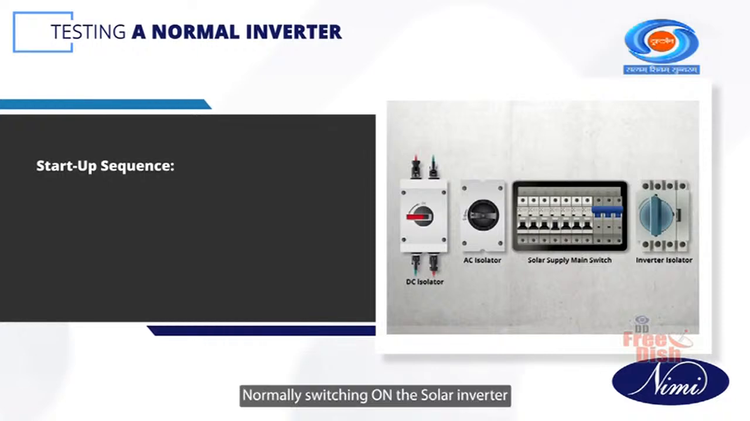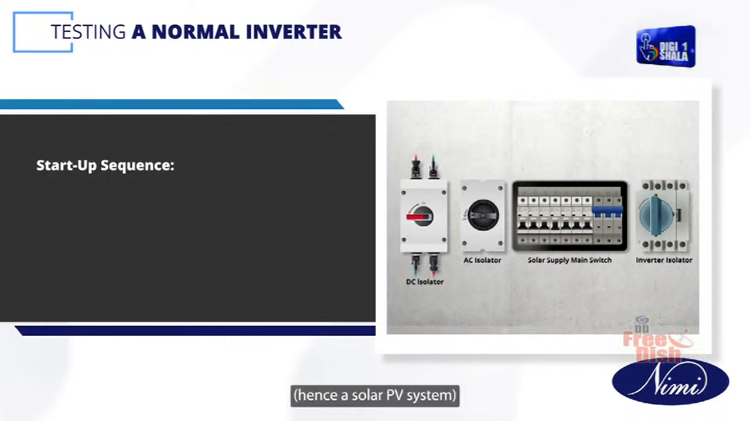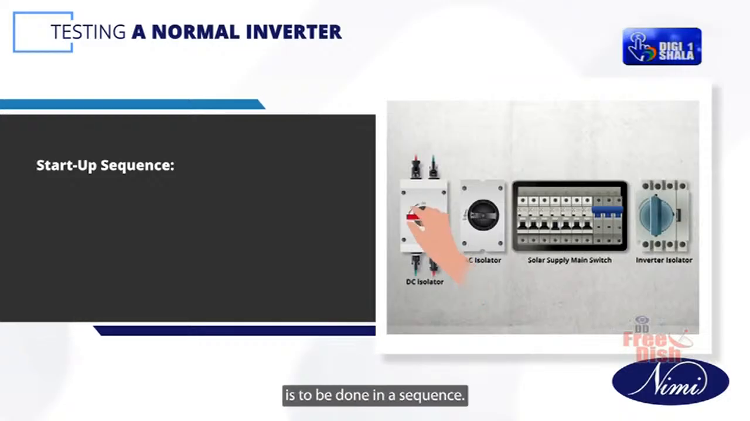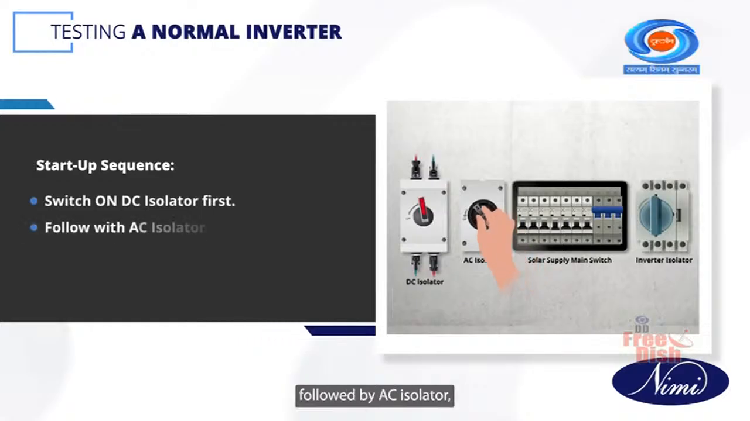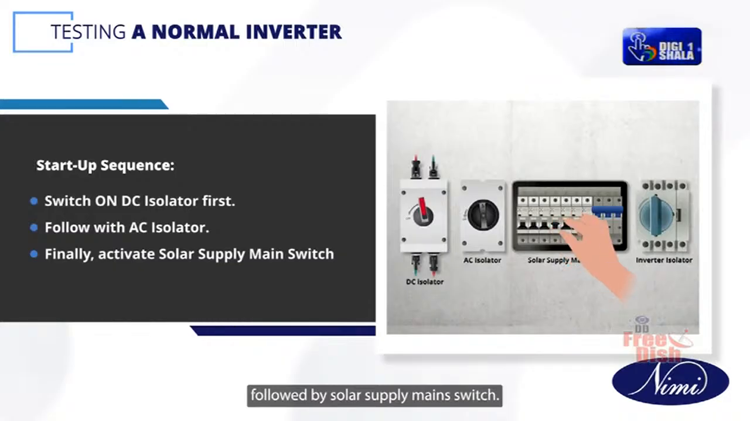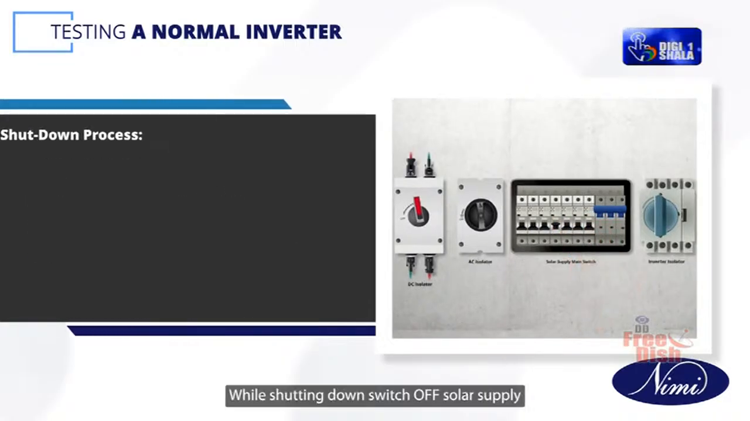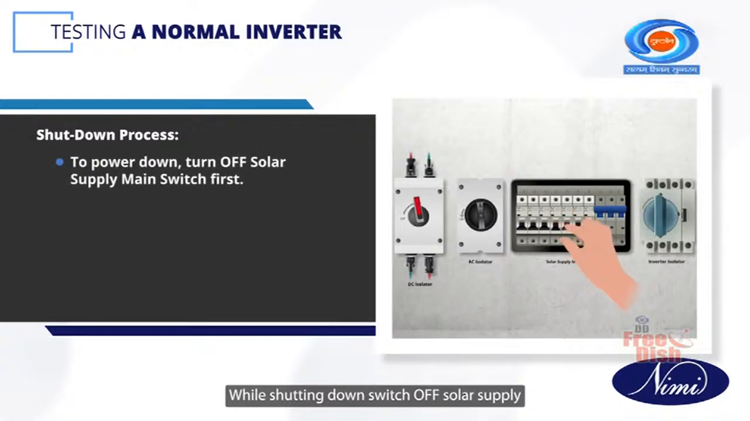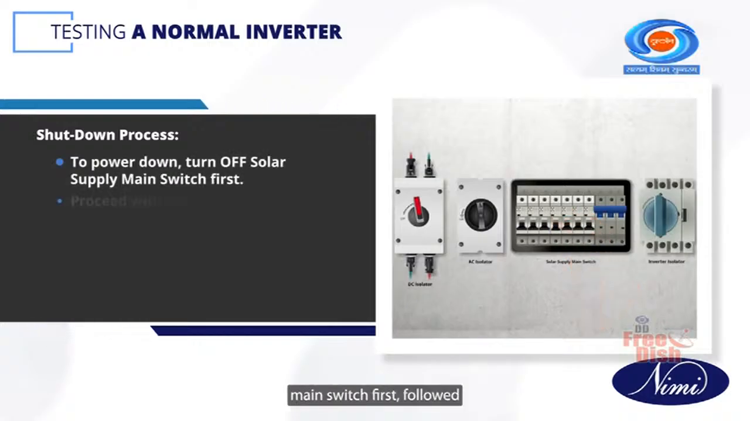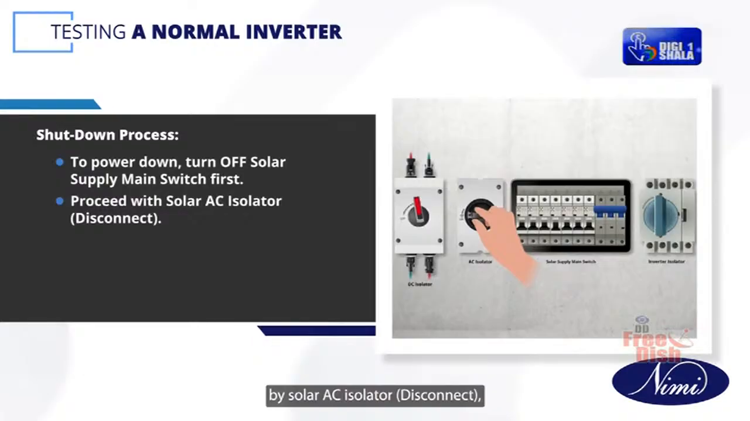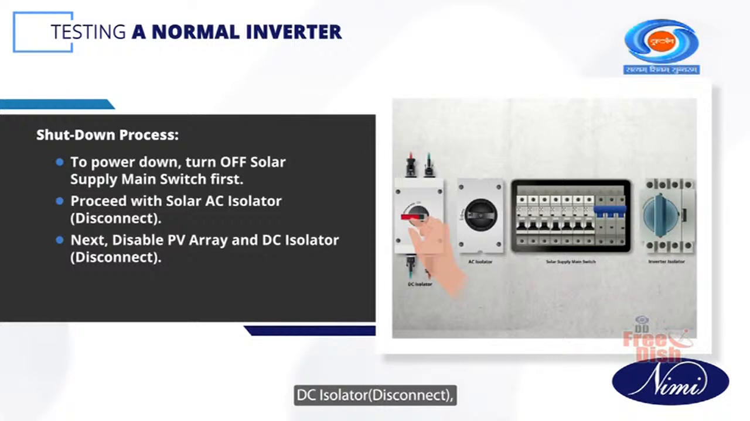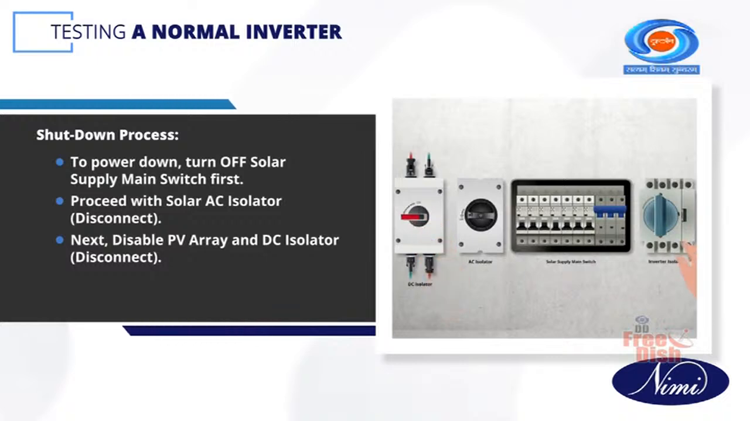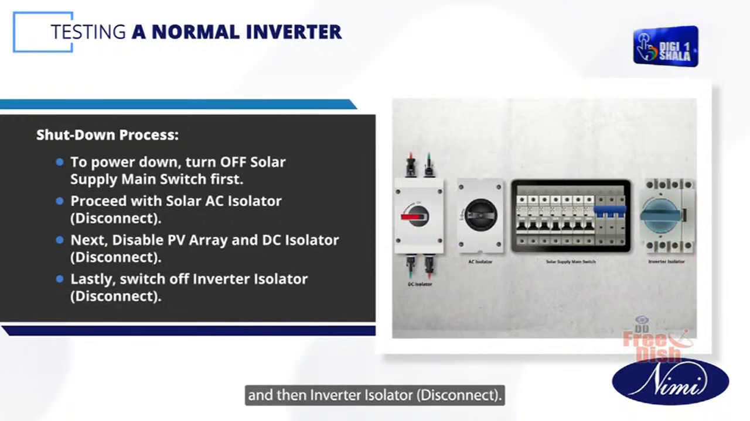Normally, switching on the solar inverter, hence a solar PV system, is to be done in a sequence. Switch on DC isolator first, followed by AC isolator, followed by solar supply main switch. While shutting down, switch off solar supply main switch first, followed by solar AC isolator, disconnect, then by PV array and DC isolator, disconnect, and then inverter isolator, disconnect.